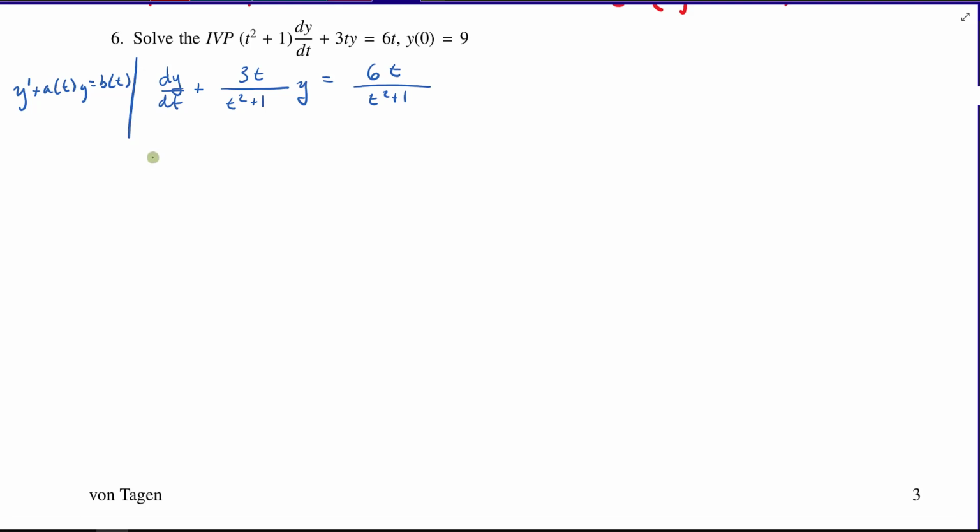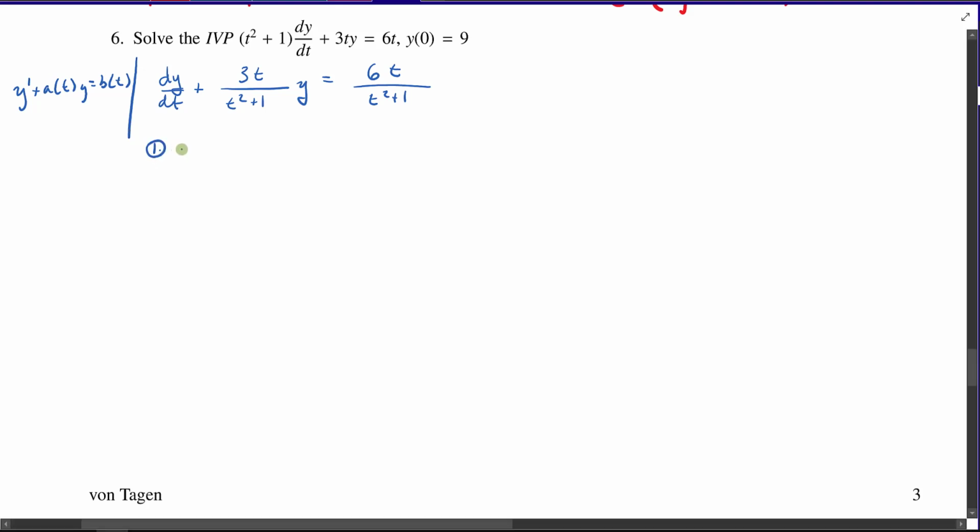So let me just outline the steps for that. One, put it in the form y prime plus a of t y equals b of t, put it in that linear form. Then two, compute the integrating factor, where the integrating factor would be mu of t equals e to the integral of that linear coefficient in front of the y, dt.